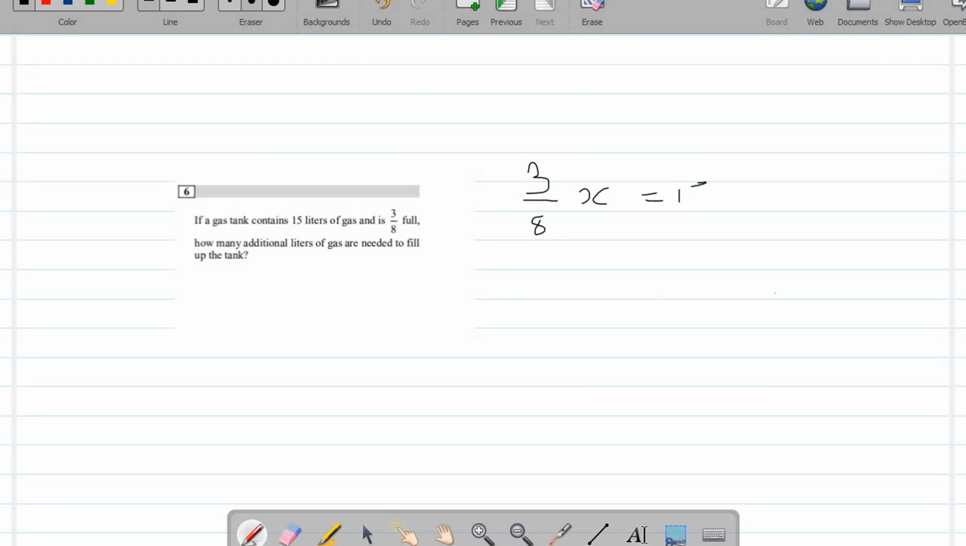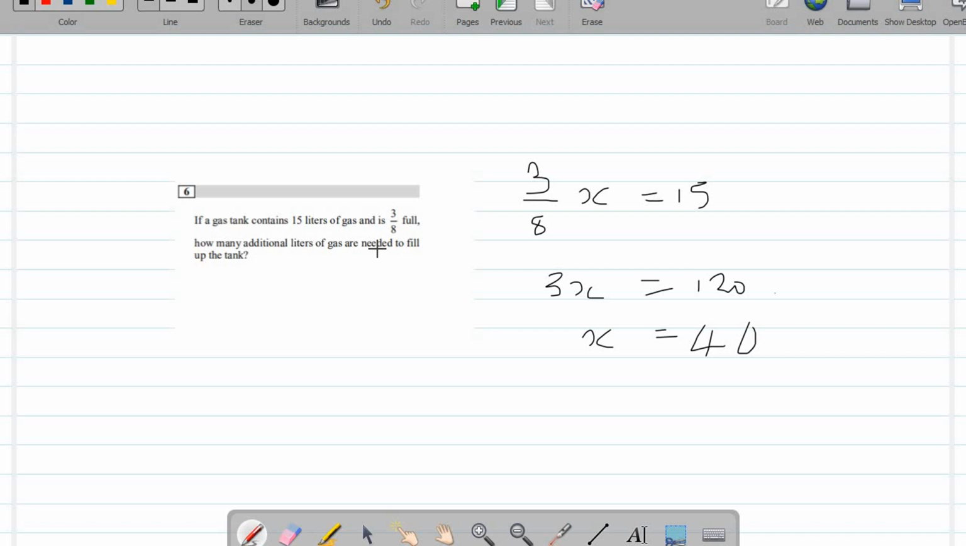We're just looking at the total amount. So 3/8 of X, that's 3X, equal to 8 times 15. So 3X equal to 120, then X equal to 40. So the tank is actually 40 liters.